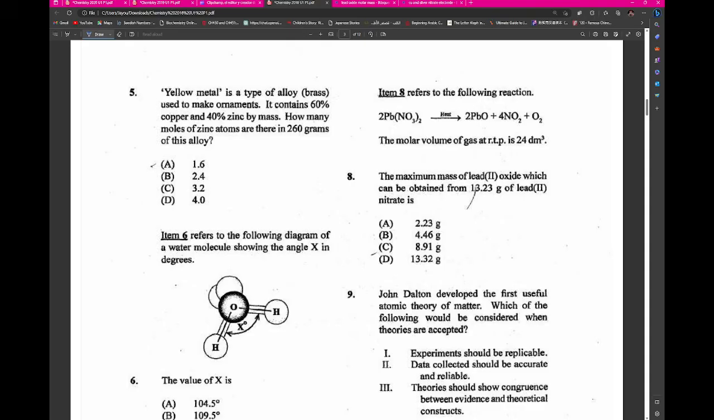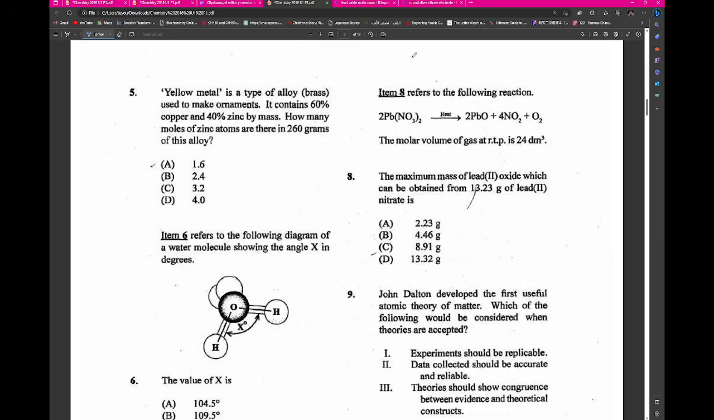This yellow metal is a type of alloy, brass, used to make ornaments. It contains 60% copper and 40% zinc by mass. How many moles of zinc atoms are there in 260 grams? Let me see if I can work this here. There's 260 grams of this, and we're looking for zinc atoms. 40% of 260, so 40 divided by 100 times 260 should be 104 grams. And we're looking for the moles of zinc atoms.